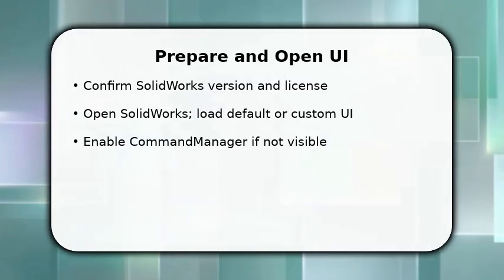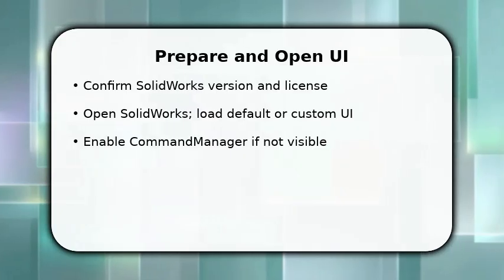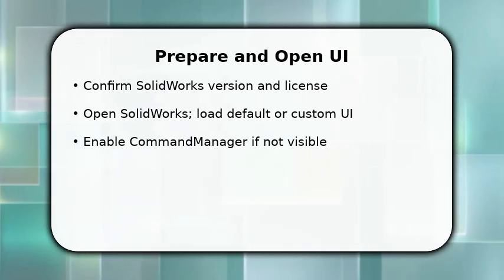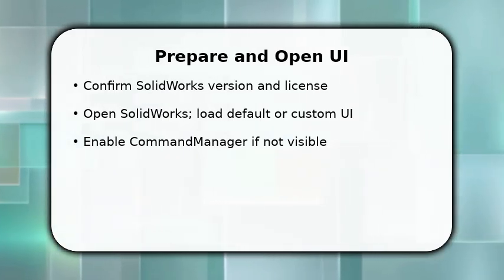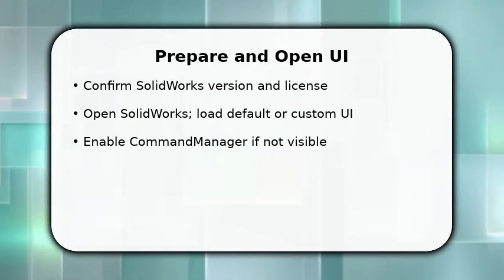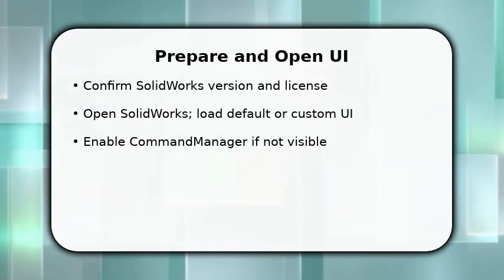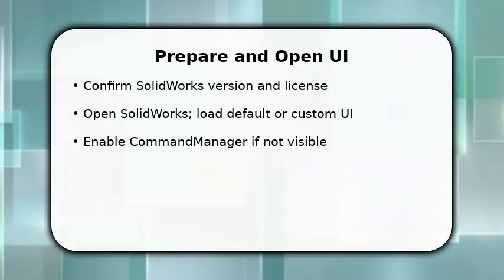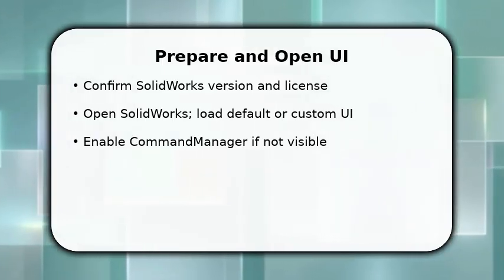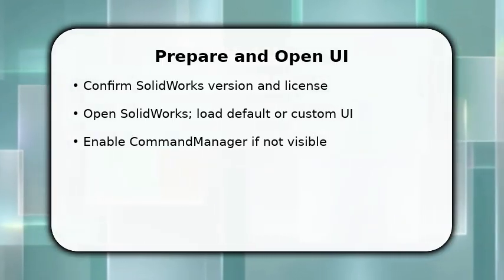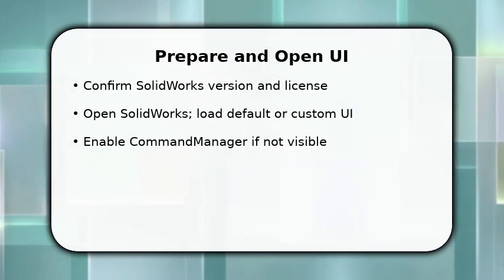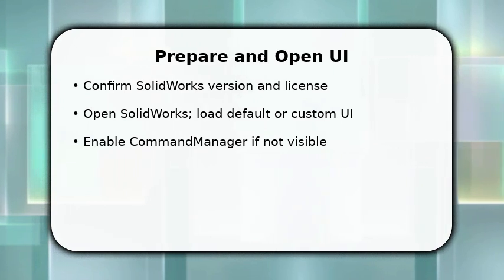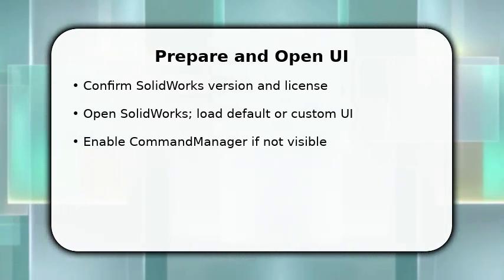You start by confirming your Solidworks version and that you have administrative rights, because menu layouts differ by release. Open Solidworks and load either the default or your saved UI profile. This ensures consistent starting points. Once done, make sure the command manager is visible. If it is hidden, right-click the toolbar area and enable it. You're now ready to access the menu layout tools. These steps prevent version mismatches and missing toolbars later when you customize commands and menus.